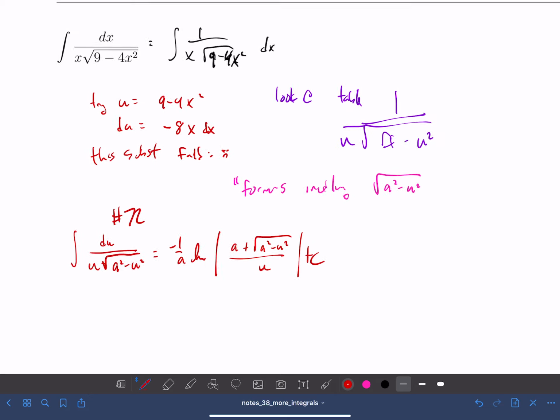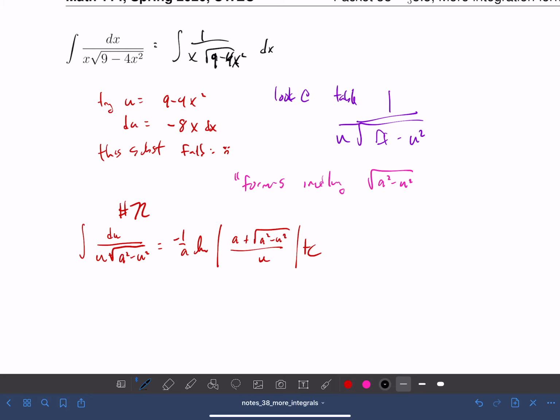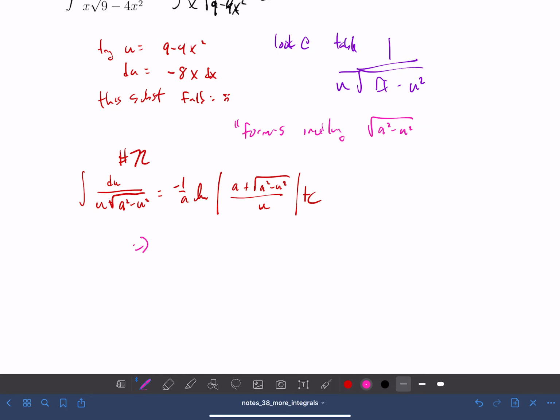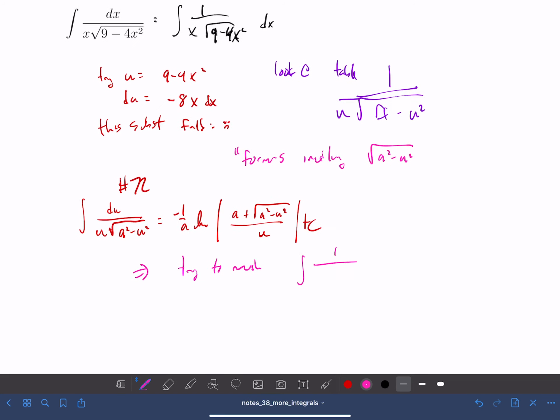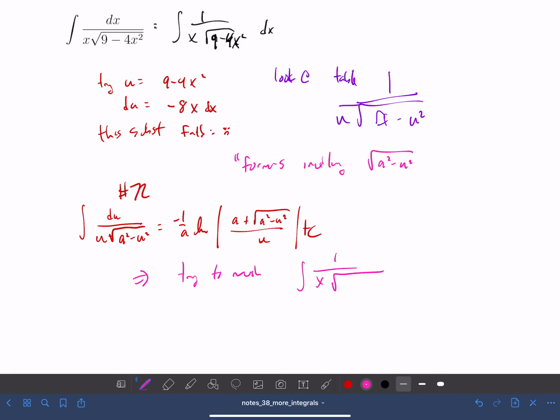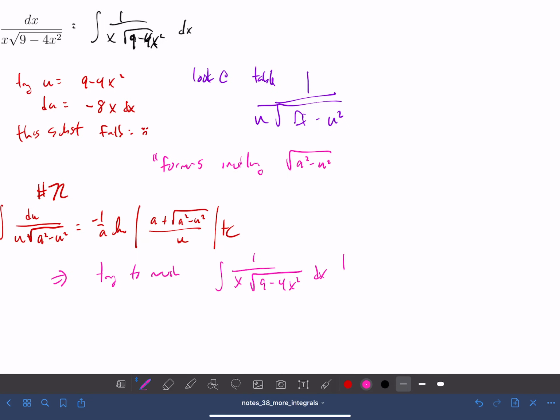So now what I want to do is I'm going to try to moosh the integral of 1 over square root of 9 minus 4x squared dx to look like the integral of 1 over u times the square root of a squared minus u squared du. And I think this is going to work out.